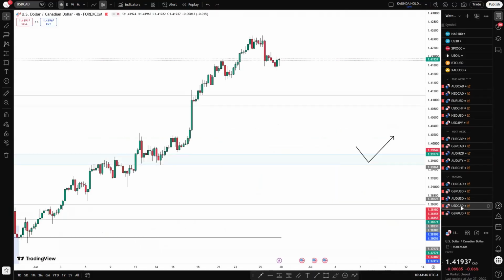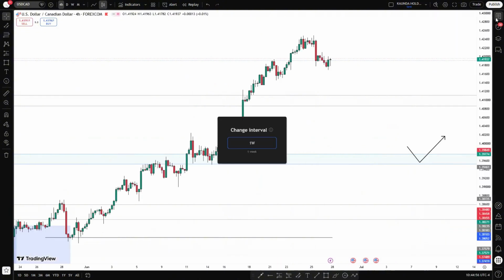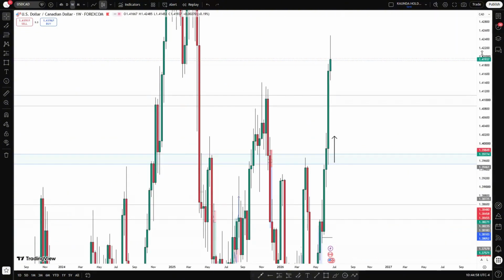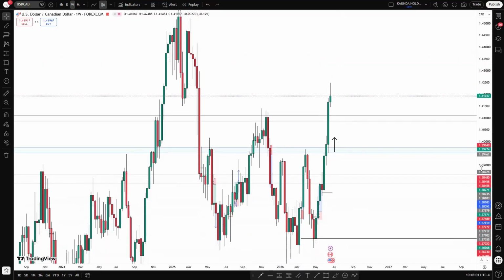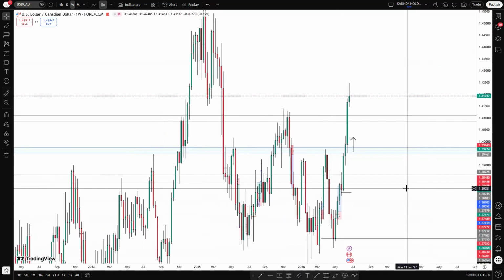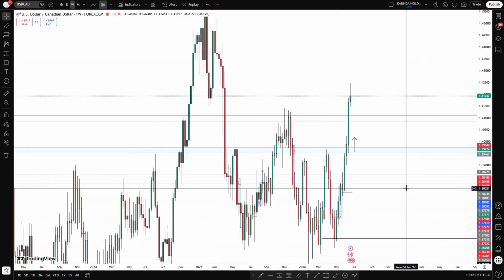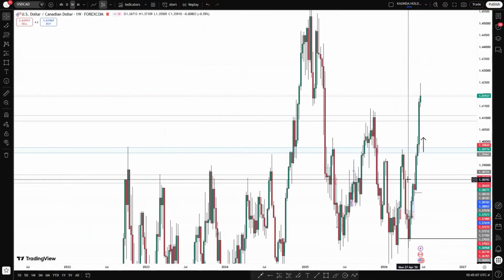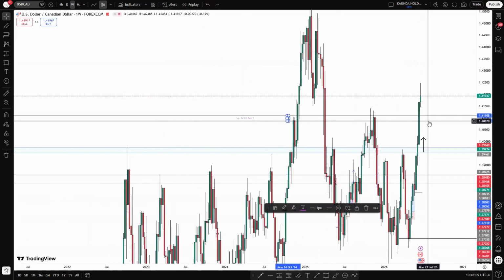USD CAD. This is the triple one right here. Okay. Mm, weekly time frame. We have this weekly order over here. Right.